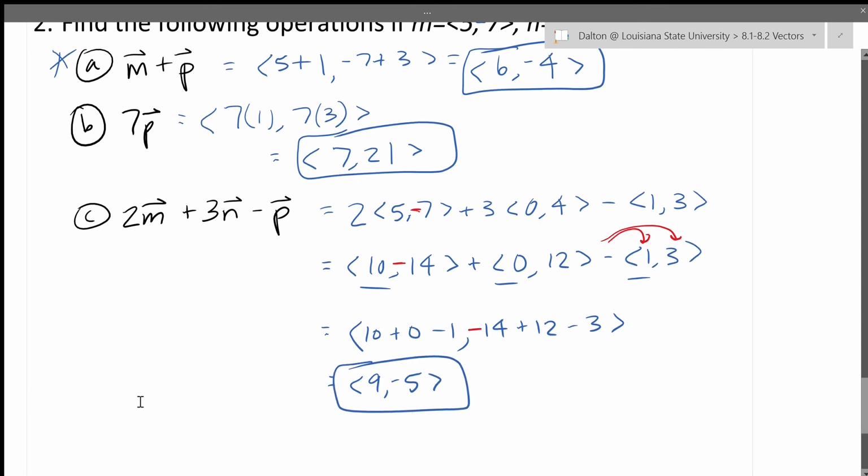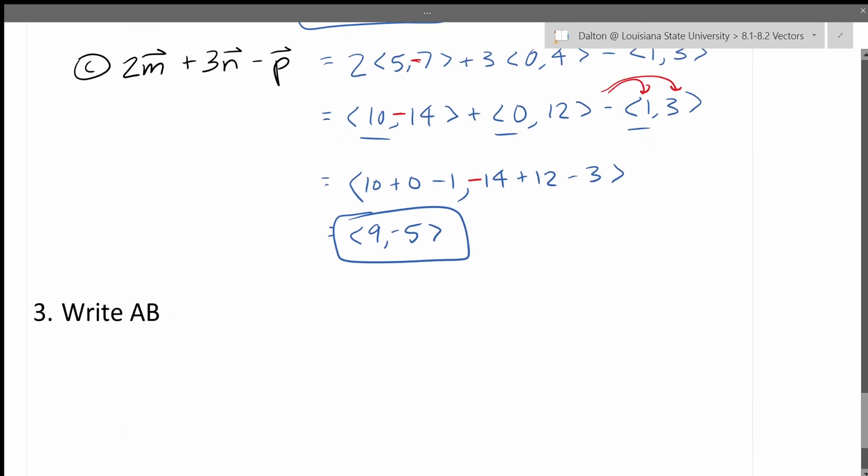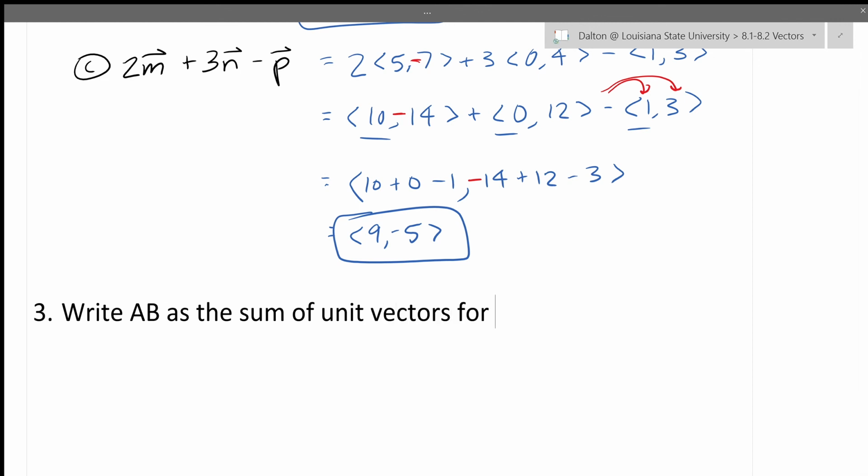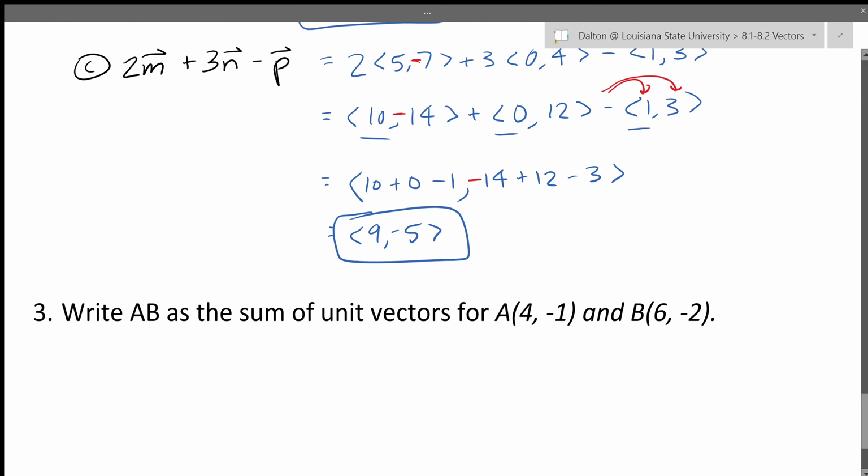The last example is going to say something like this. It's going to say write vector AB as the sum of unit vectors for point A, which is at 4, negative 1, and point B, which is at 6, negative 2. So it says write vector AB as the sum of unit vectors.